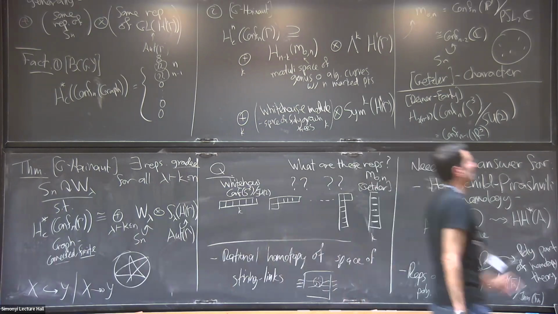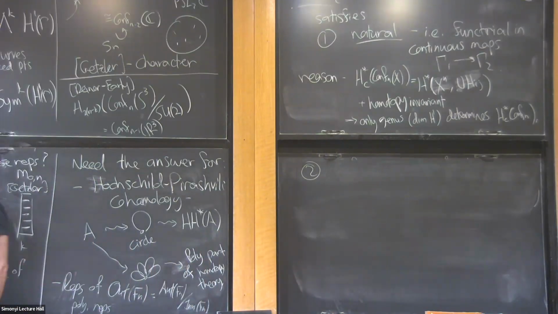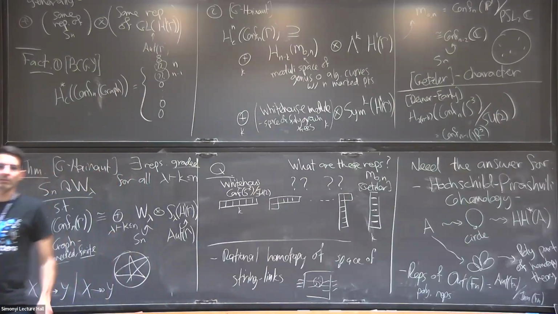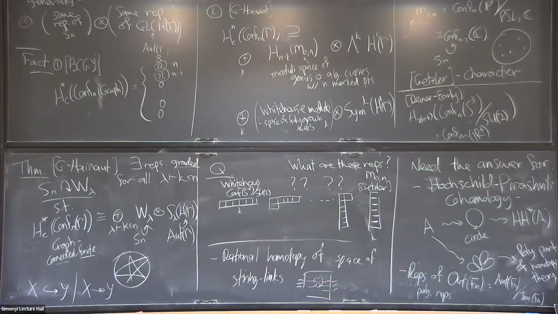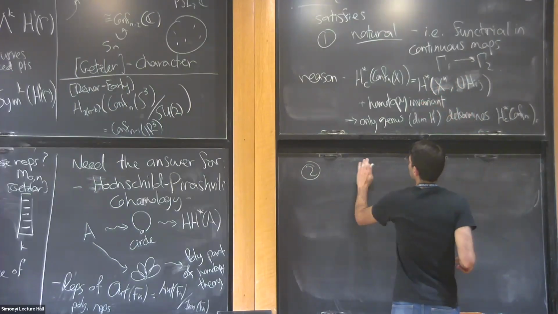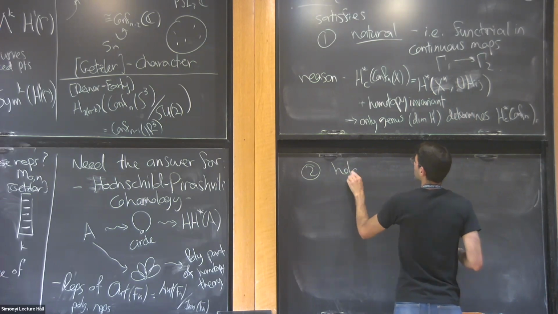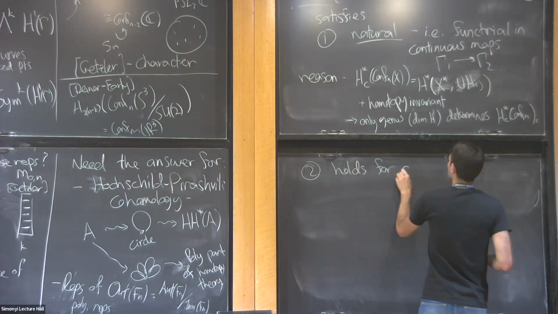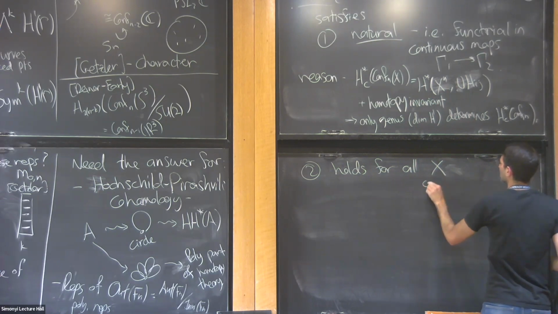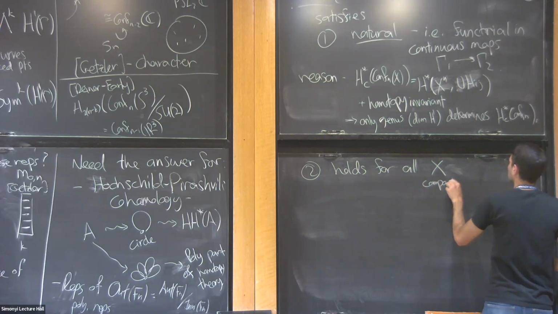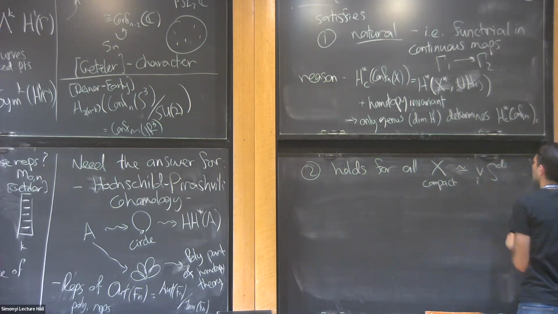And the second thing is that this functor decomposition doesn't only apply to graphs, but it actually applies much more broadly. So the decomposition holds for all spaces that are compact and homotopy equivalent to a wedge of spheres.